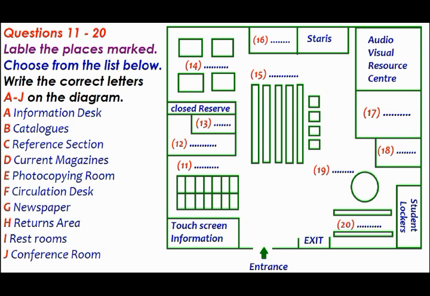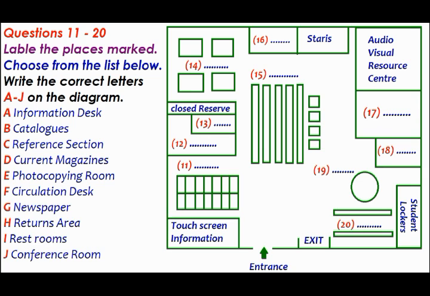Now, the stairs here on the left lead to level 2 only. On level 2 are most of the law books. To go up to the other levels of the library, you have to use a lift. Beside the stairs are the restrooms for this floor.